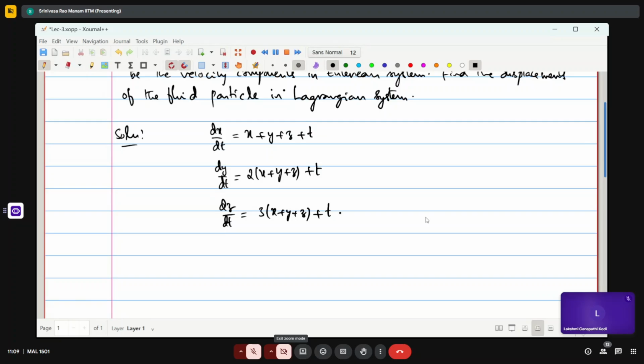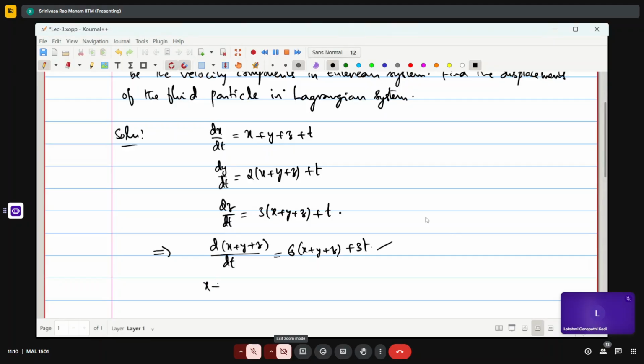We can replace x plus y plus z equal to dx by dt minus t, and combine. That is one thing, so you can get 2 equations. Or you add all of them first. There are 3 equations you need to get x, y, z. So adding all of them, d(x plus y plus z) by dt equals 6 times (x plus y plus z) plus 3t. So basically you have a linear equation here in x plus y plus z.